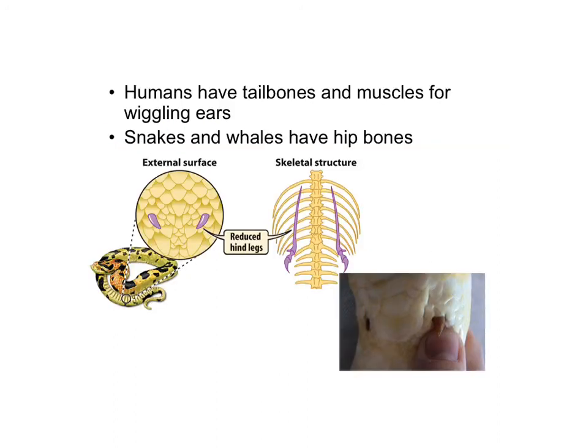And here's some more examples. I already talked about humans having tail bones. That's vestigial. And we also have muscles that used to work to wiggle your ears. They don't really work very well anymore. But of course, you think about monkeys, you think about other kinds of mammals, dogs, cats, they can move their ears around. We can't, but we do still have some of those muscles left over. They're not really doing anything anymore.